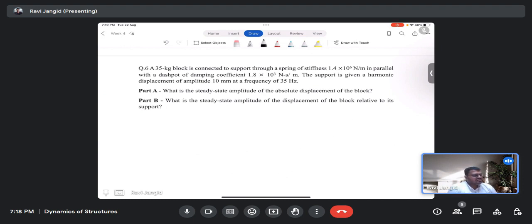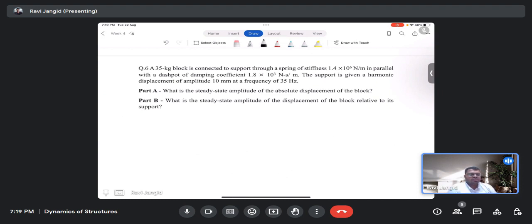So you have been given a question. A 35 kg block is connected to a support through a spring whose stiffness is 1.4 into 10 raised to power 6 Newton per meter. In parallel there is a dashpot damping of 1.8 into 10 raised to power 3 Newton second per meter. The support is given a harmonic displacement of amplitude 10 mm with a frequency of 35 Hz. What is the steady state amplitude, absolute, of the displacement of the block?